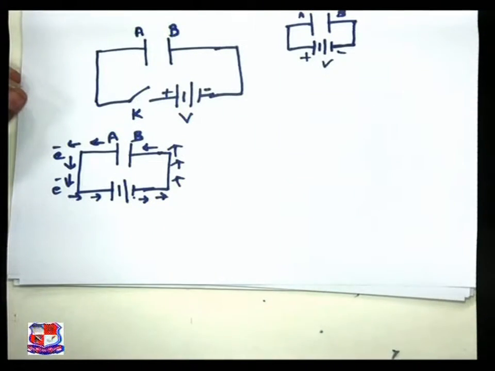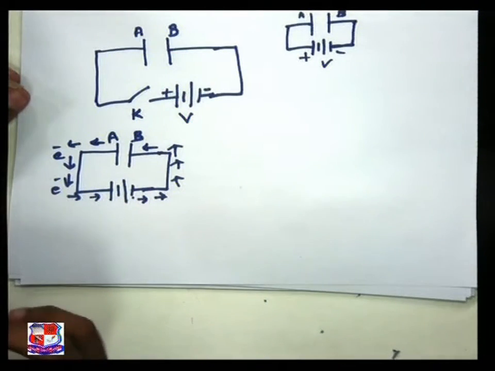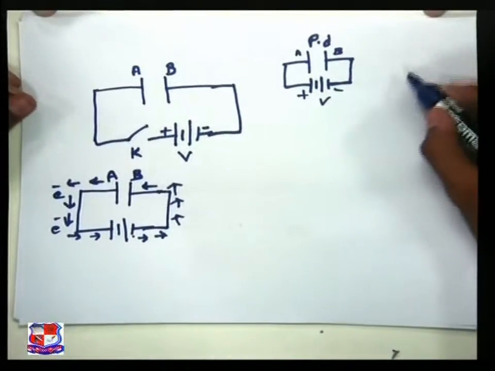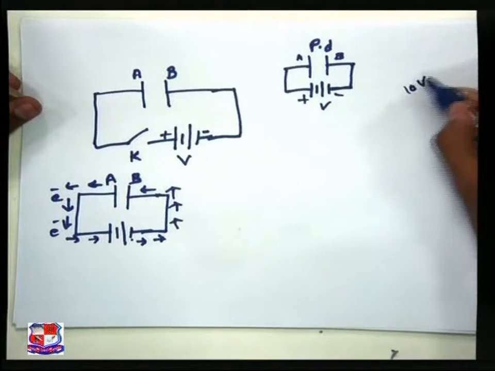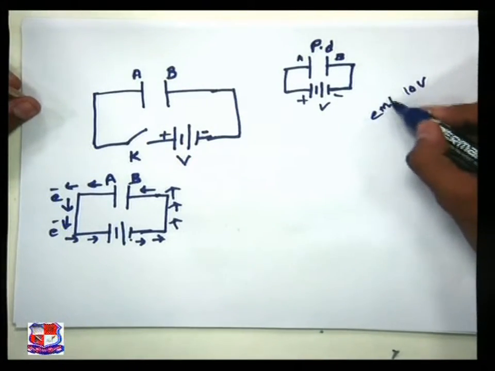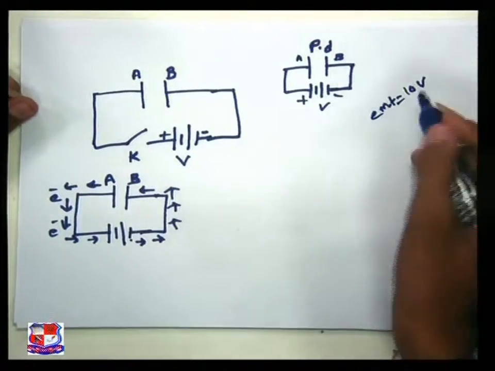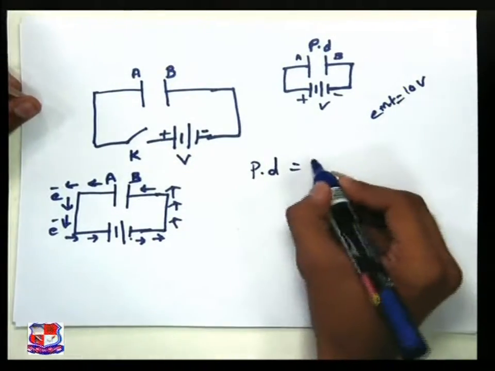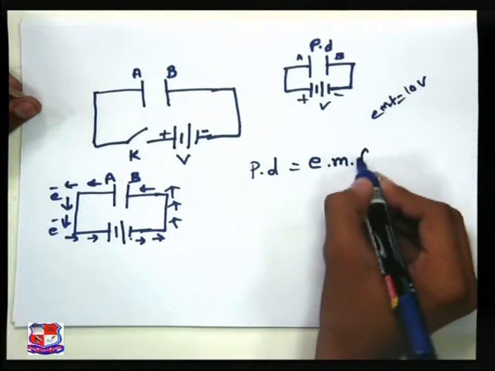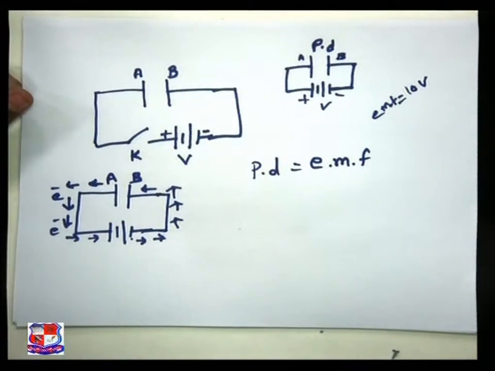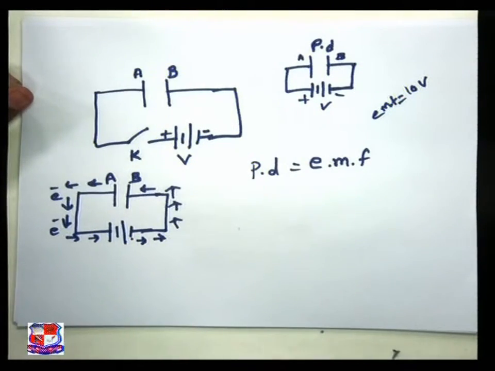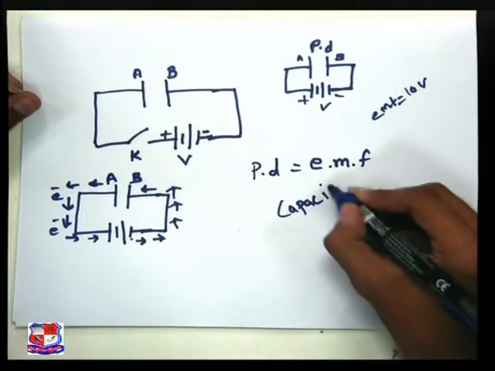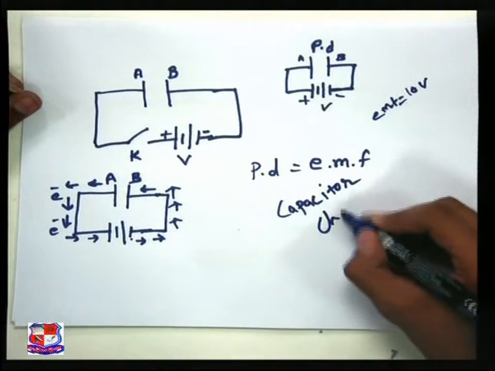Now the question is for how much time the electrons will move from plate A to plate B. Suppose we have given 10 volts, the EMF is 10 volts. When the potential difference between the 2 plates becomes equal to the EMF of the battery, the movement of the electrons will stop, and we can say that our capacitor is fully charged.